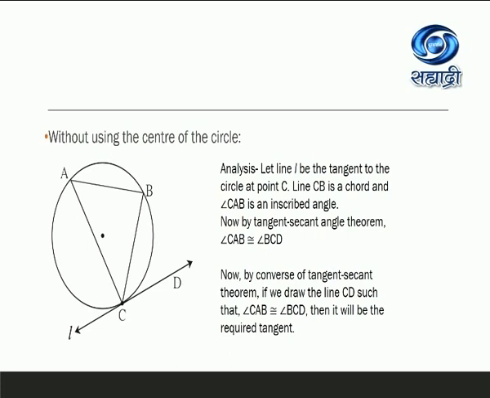So now, by the converse of the tangent secant theorem, if we draw the line CD such that angle CAB is congruent to angle BCD, then it will be the required tangent. Again, I am repeating, here you are supposed to make use of the tangent secant theorem and its converse. So please remember that angle A and angle C should be congruent.